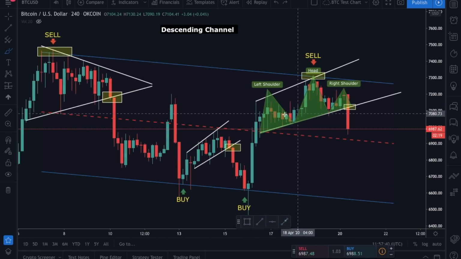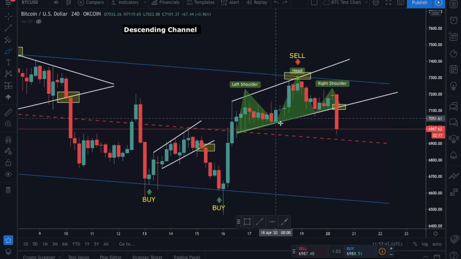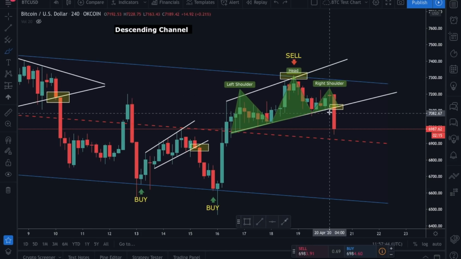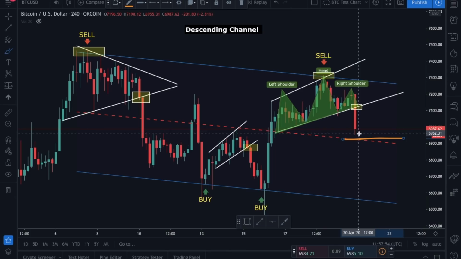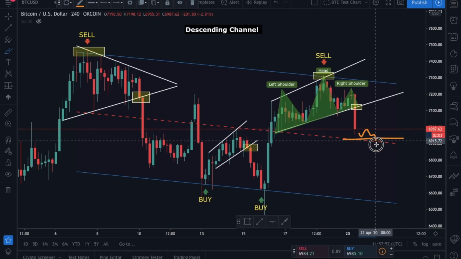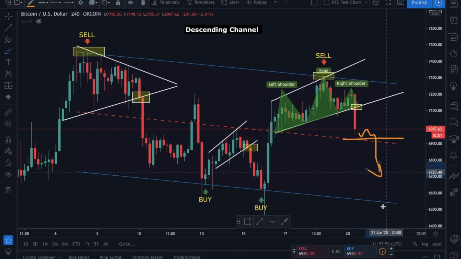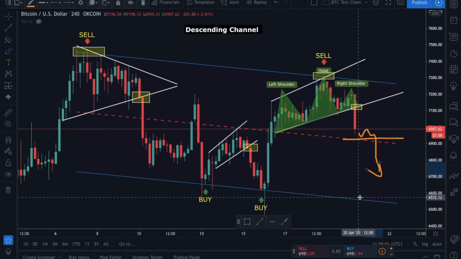And looking at the current price action, we can see this head and shoulders formation appearing and breaking the neckline of the head and shoulders. And as soon as we broke the neckline, the price is falling massively. And that's what we are expecting right now. Around this area, I don't see any kind of support. Maybe price will slowly consolidate and then go in a downward direction around this support area of this descending channel.